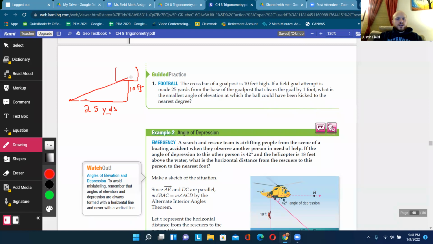So it goes up here, and so that makes 11 feet for the ball's height in the air. What is the smallest angle of elevation with which the ball could have been kicked?